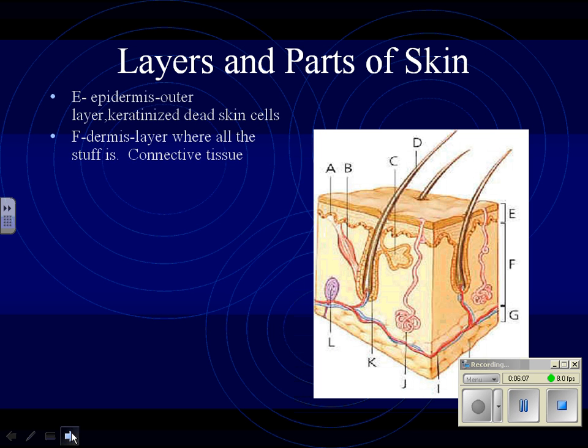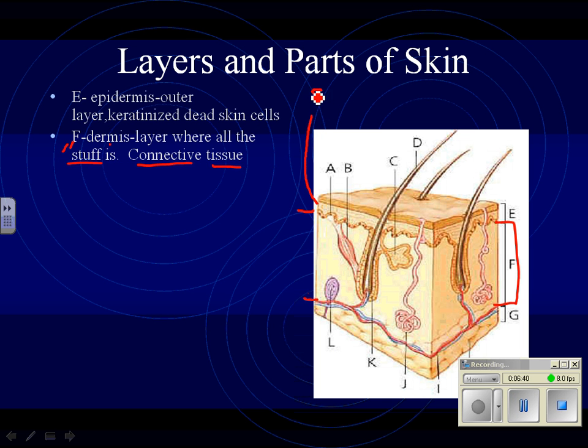Letter F, down here, letter F is called the dermis. The dermis is the layer where, quote, all the stuff is. What do I mean by stuff? Well, we'll talk about all the things in the dermal layer. Okay? Talk about all those a little bit later. But in the dermis is the layer where all the material is. The dermis is made of connective tissue.